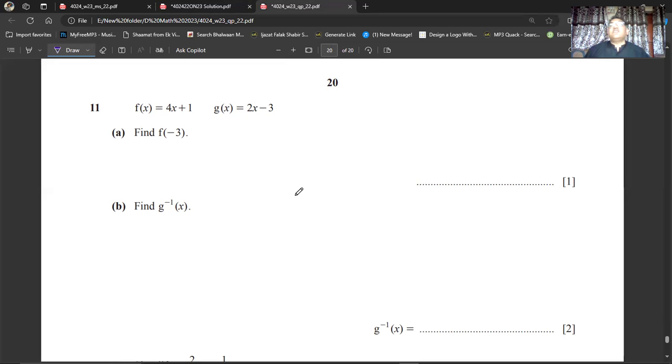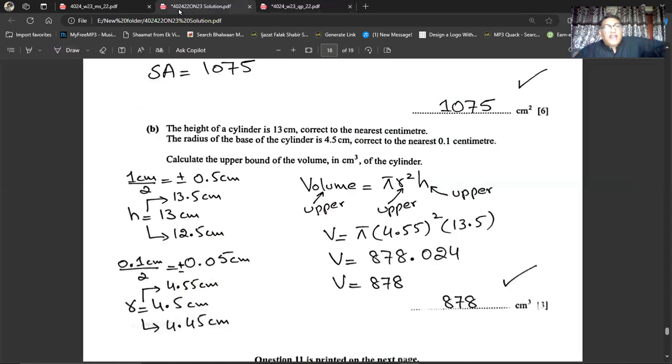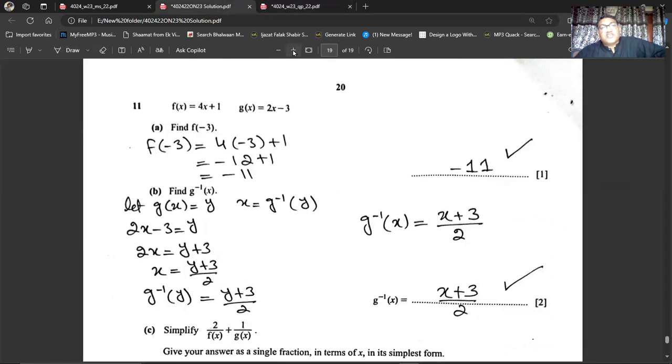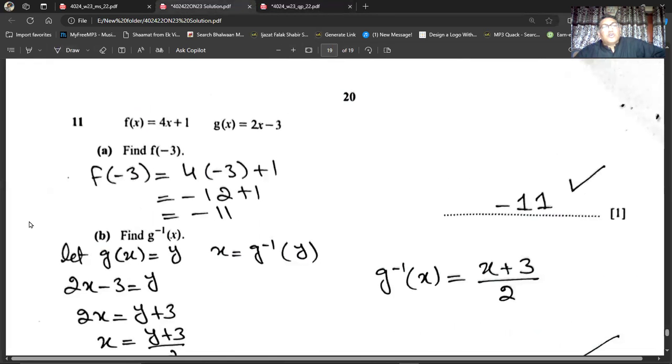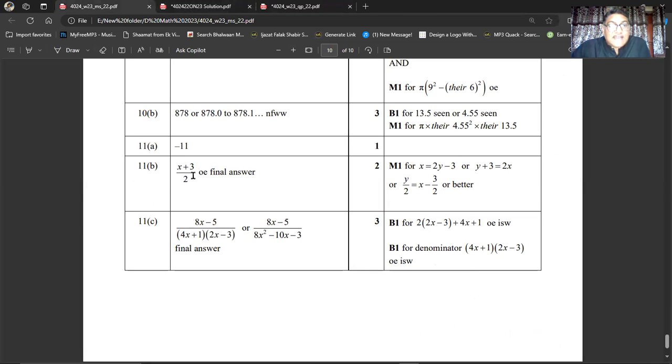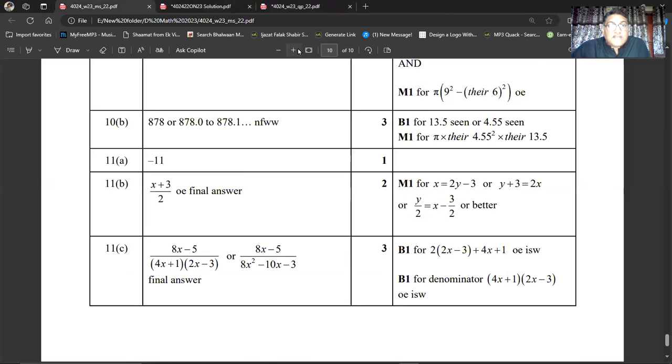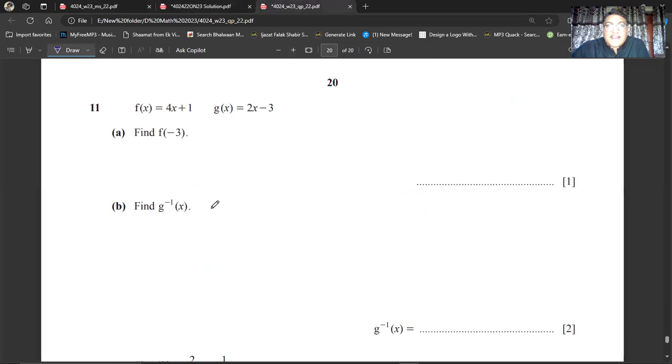F of minus 3 means in that function, in the place of x, substitute minus 3 and find the value of the function. So in the function f of x, I will substitute x with minus 3. So 4 into minus 3 plus 1, so it's minus 12 plus 1, it's minus 11. So f of minus 3 is equal to minus 11. Hopefully you can see here, this is my solution, and here we go.